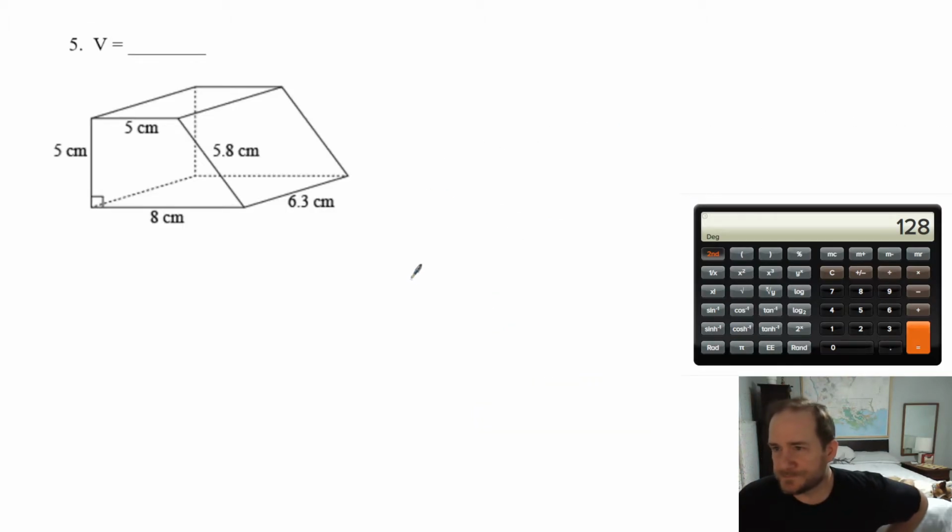Alright, so 5. 5 is a little weird. I think this is sort of as tough as it ever gets. This is a trapezoidal prism. So one more time, just because I think it sort of helps to have this to look at, I'm going to trace out our base. This face here is our base.